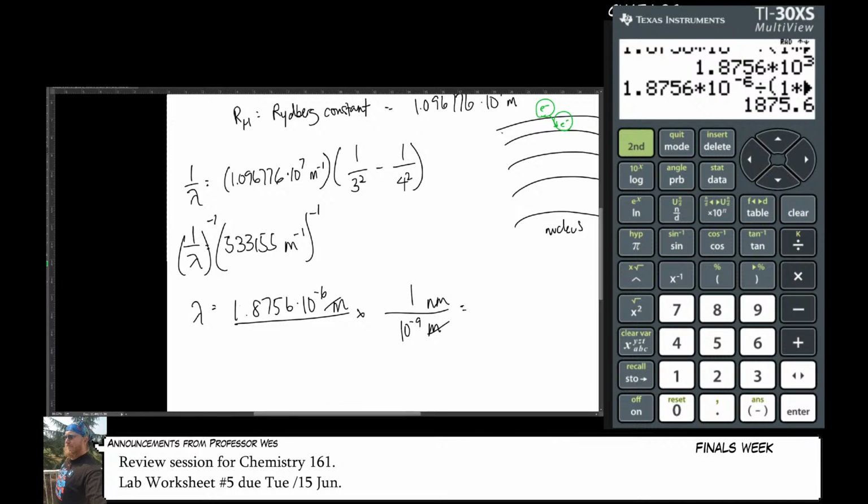So this would have a wavelength of 1875.6 nanometers. There you go. And if I asked you, like, what type of photon is this? Well, this would be IR, because its wavelength is too big to be visible. So that's how you use the Rydberg equation with a calculator.